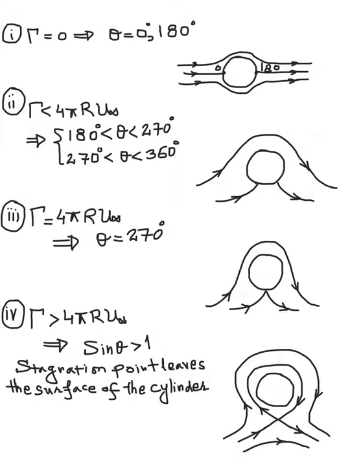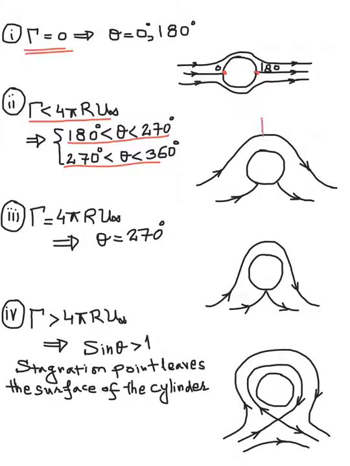First case, when circulation is set equal to 0, it means the cylinder is not rotating. So it becomes the case of a stationary cylinder. In that case, only two stagnation points will exist, at the front and the rear portion of the cylinder. Now second case, when circulation becomes less than the denominator, there will be a range of stagnation points. The first stagnation point will lie in the third quadrant and the second in the fourth.